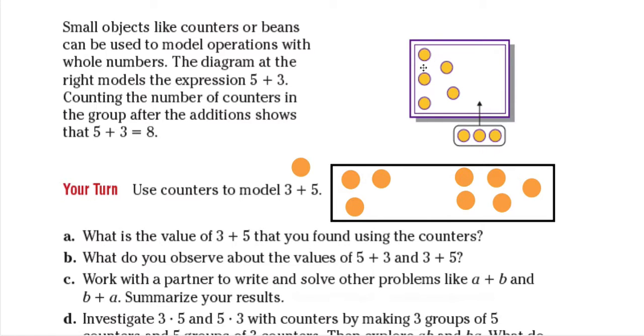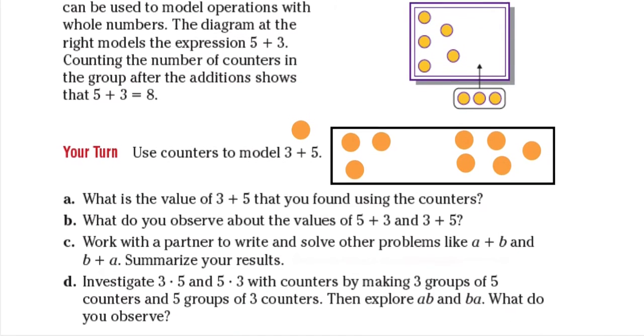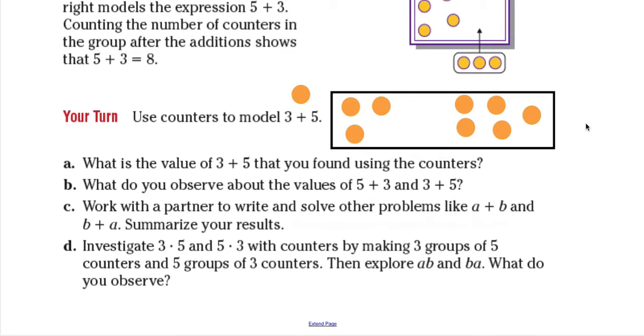You know this already. So when you talk about 5 plus 3, you start off with 5 counters, then you add 3 counters. And when you do 3 plus 5, you start off with 3 counters, then you add 5 counters. The sum is basically the same. So the value for 3 plus 5 is obviously going to be 8.